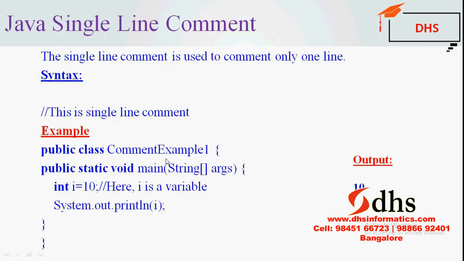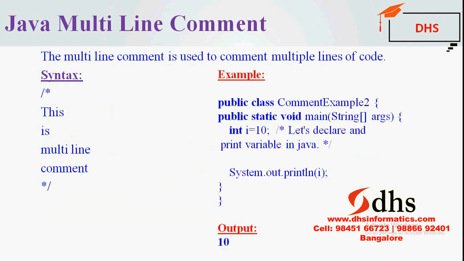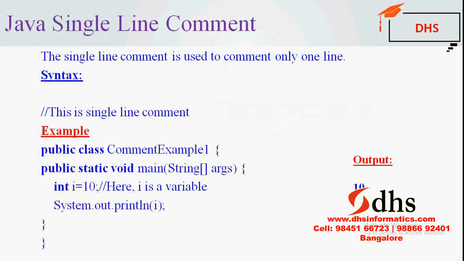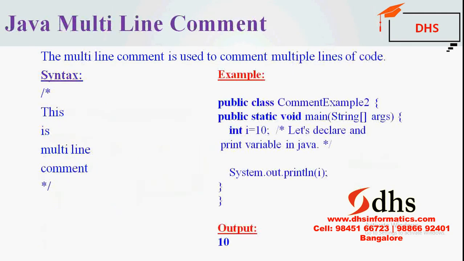Next we have single line comment and multi-line comment. If I want to comment anything, comment means that line of code should not be executed. Multi-line comment means, for example, 3 to 4 lines you want to comment at a time. You should not apply a single line comment on each and every line; that will not be feasible. So for multi-line comment we use forward slash and star. For single line comment we use double forward slash.